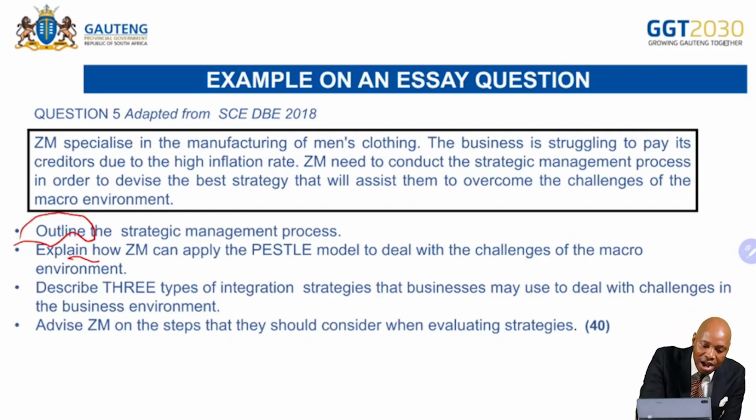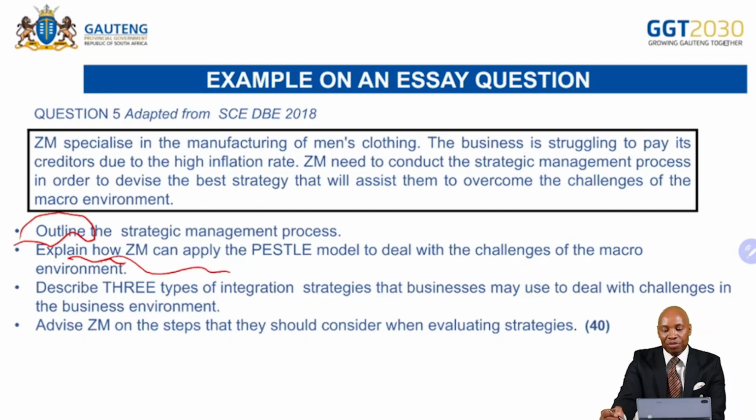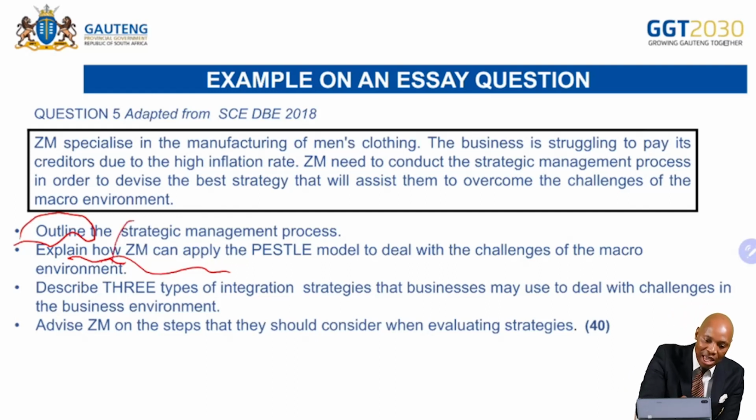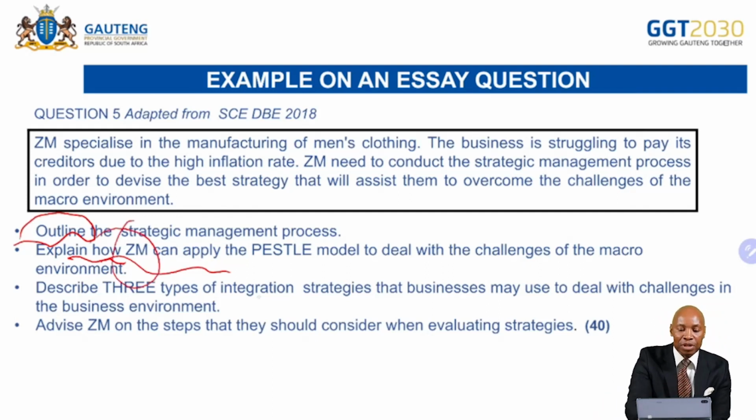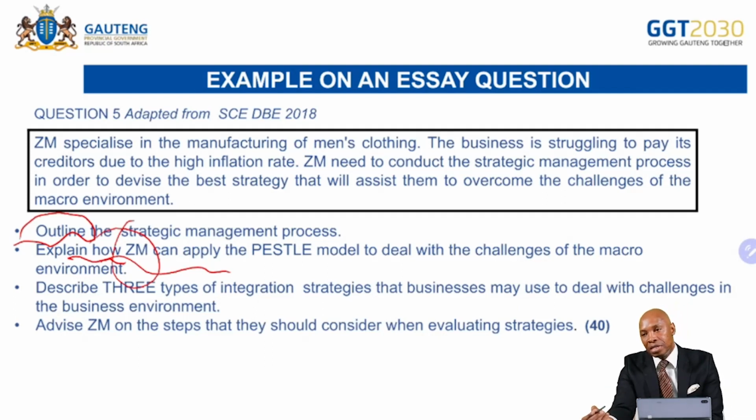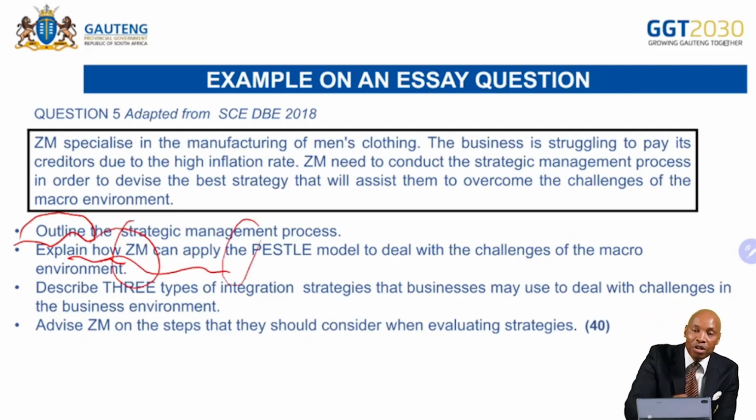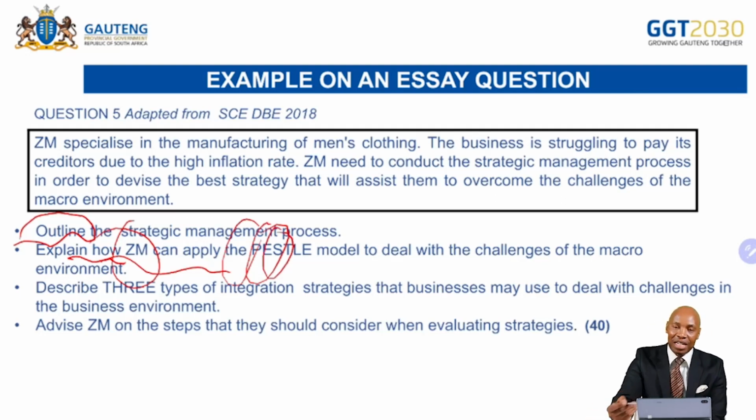Then: explain how ZM can apply the PESTEL model to deal with the challenges of the macro environment. Now, in this case, we want you to show us how ZM can apply the PESTEL model. Remember, what are your PESTEL factors? P stands for, if I may ask, political, E stands for economic, S stands for social, T stands for technological, L stands for legal, and E stands for environmental. Now we are given the answer. Just to write political, then you will get marks.